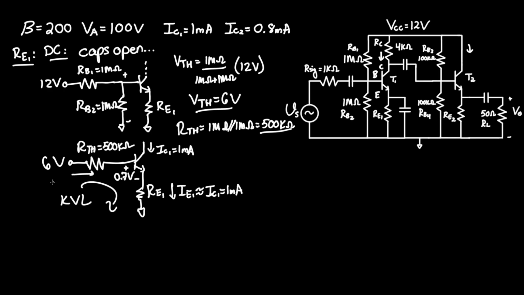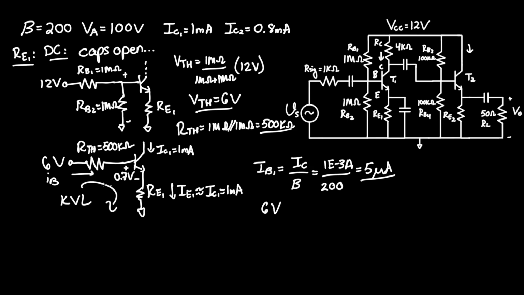Of course, we need to find IB before we can perform KVL, since we need only one variable in this equation, RE1. And given our small signal parameter formulas, we understand that IB1 equals IC over beta, which equals 1E negative 3 amps over 200, which gives you 5 microamps. We can now make our equation.